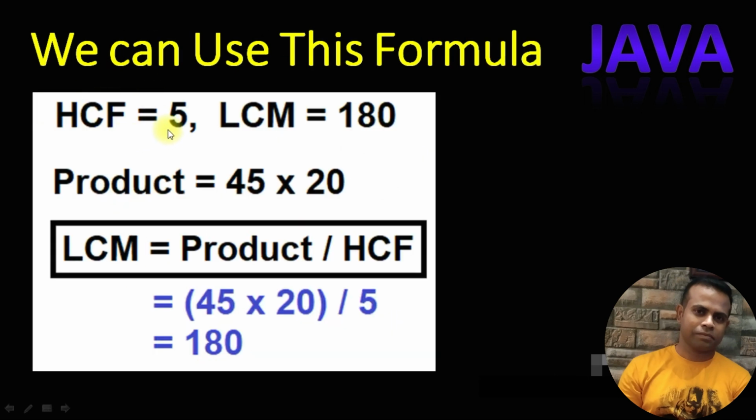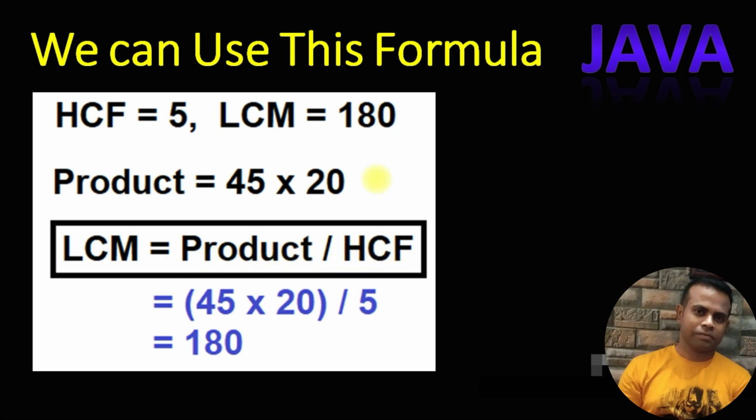We can also use this type of formula, where if you know the two numbers and calculate the product of those two numbers, and if you calculate either the HCF or the LCM, then we can use this formula. Let's say I know the HCF as 5, then to find the LCM we use product divided by HCF. That is the product of 45 and 20, divided by 5, so it will automatically calculate the LCM value. It is also possible vice versa. Let's say I want to calculate the HCF, then that will be product divided by LCM.